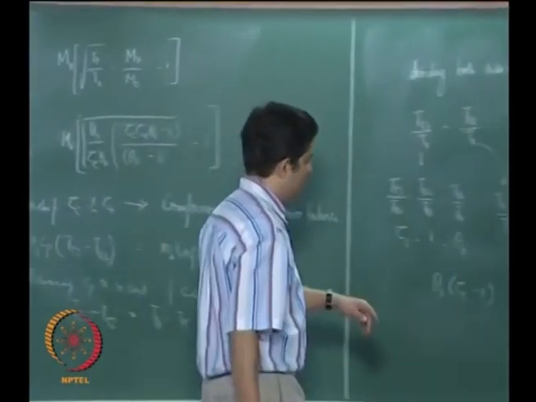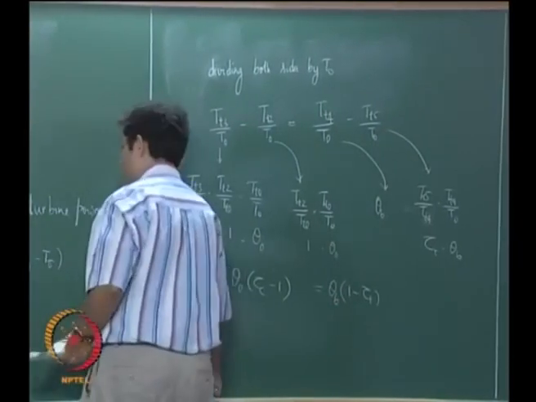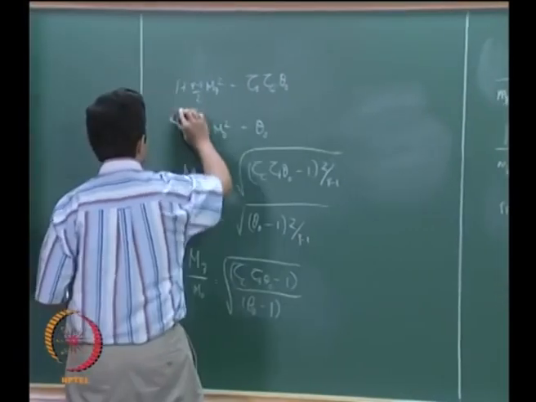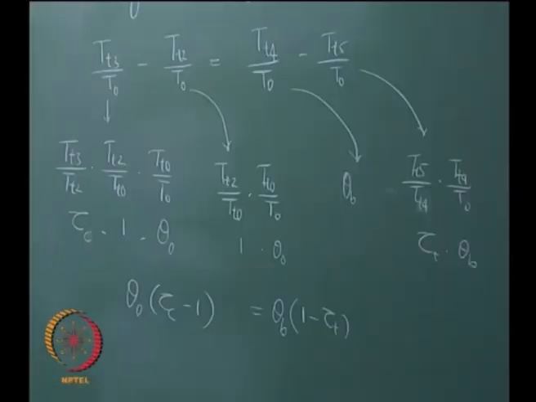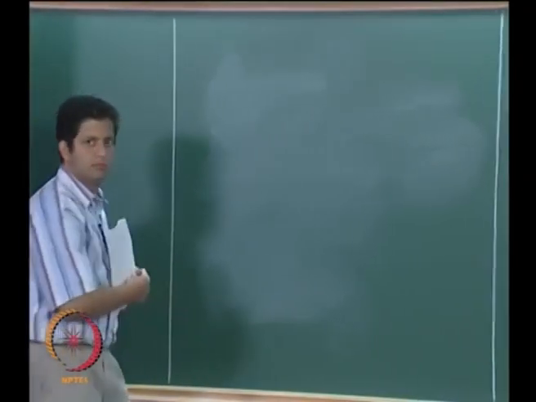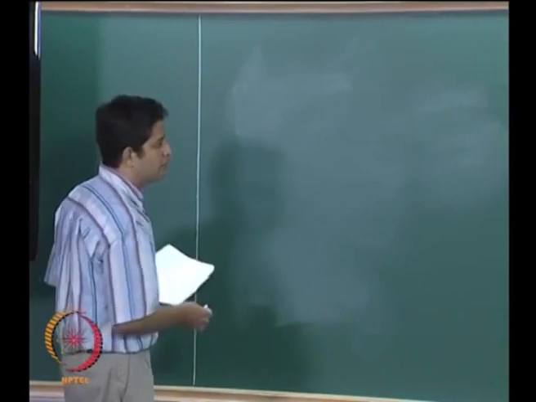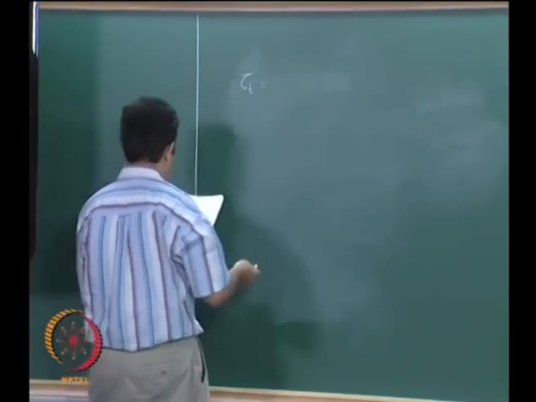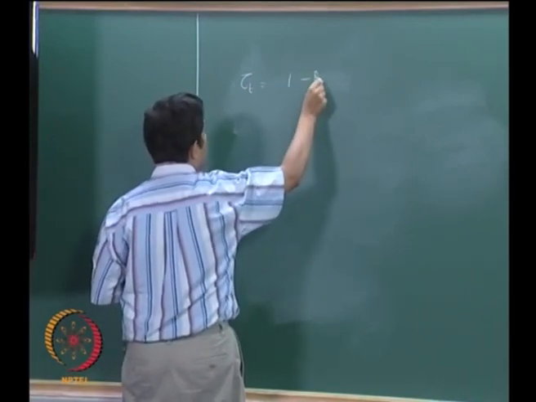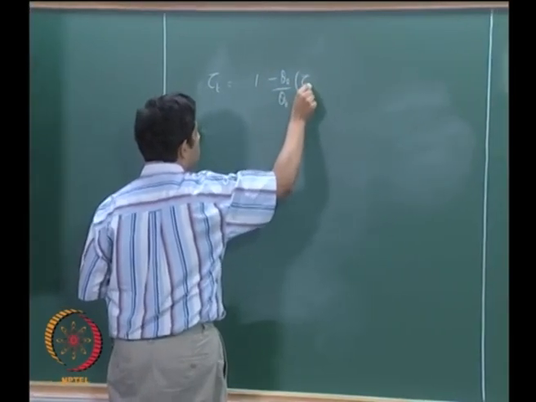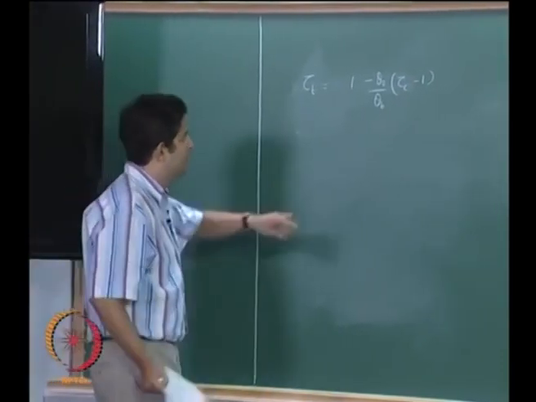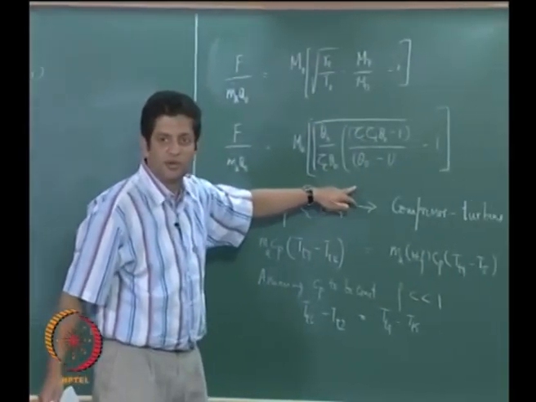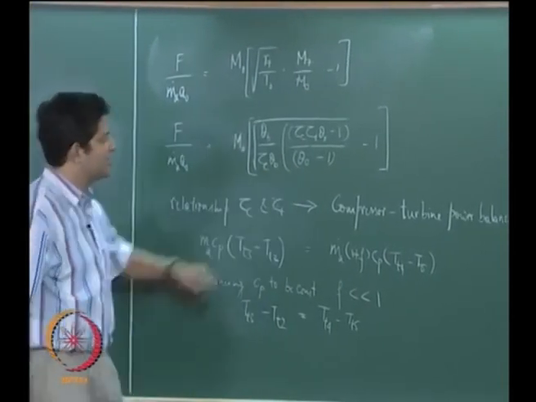So therefore, I can write the expression for tau t as equal to... okay. So this is the expression for tau t. Now if I plug in this expression for tau t in this expression for f by m dot a naught, that is the non-dimensional thrust.